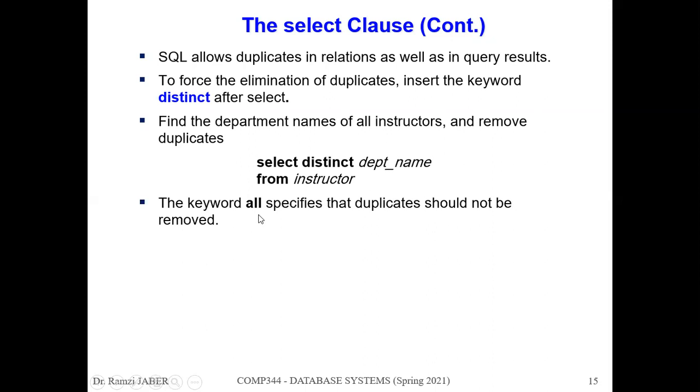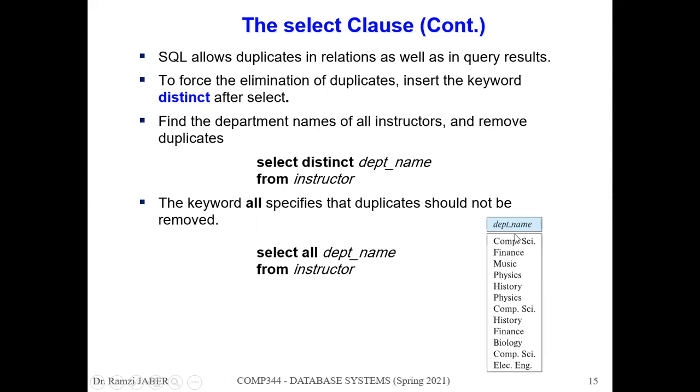Okay, if we want the duplicates, we put all: select all dept_name from instructor will give us a one-column table called department name with all the rows inside the instructor table, even though we have repeated department names here. We have Comp. Sci., Physics, Physics, Finance, Finance, and so on. If we put select distinct dept_name from instructor, we get the same output but with no duplication.